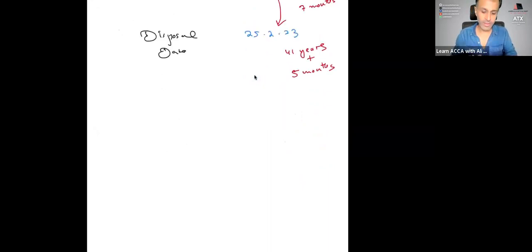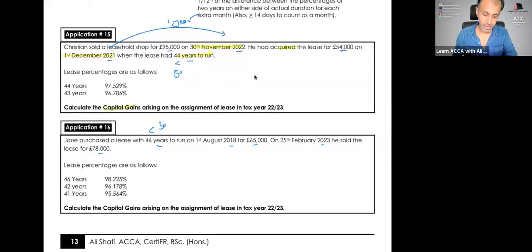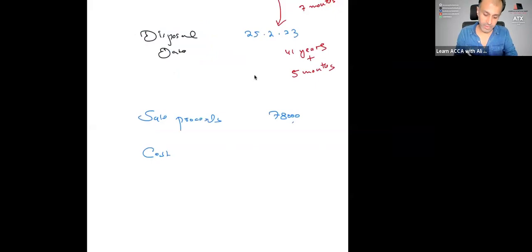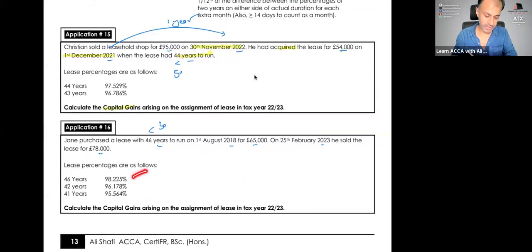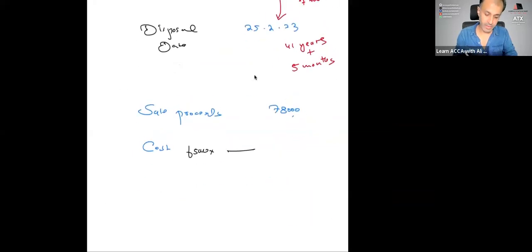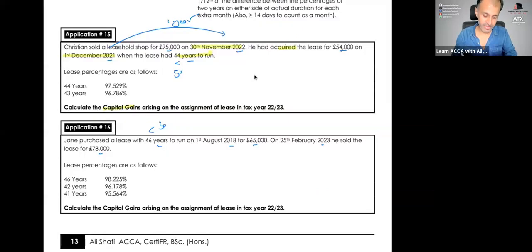So let me go and write the pro forma. The proceeds are given as 78,000 minus the cost, which is 65,000. And this requires an adjustment. The denominator can simply take the percentage of 46, that is 98.225, but the numerator cannot just be 42 or 41; it's in between the two.